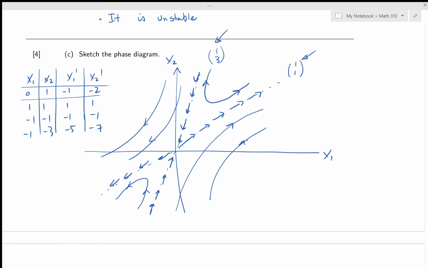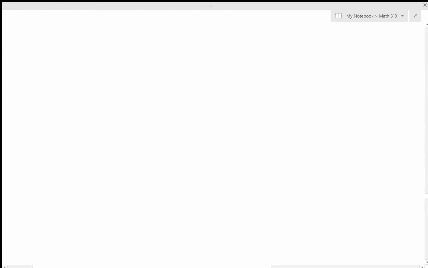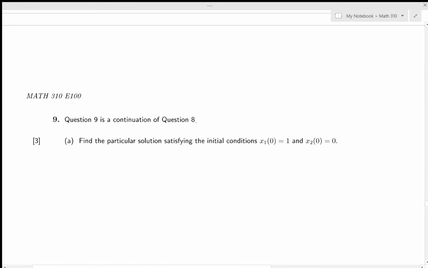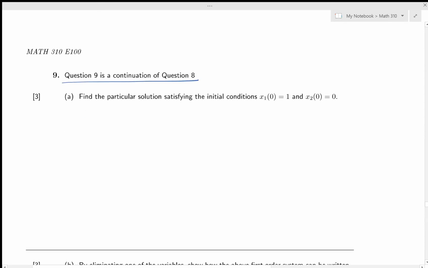Okay, so that is question 8. Well, I guess question 9 is a continuation, so we get to keep going with this system. Let us see what the next question is. Okay, no, continuation. Please don't miss something like that. That means we're dealing with the same system that we have just been dealing with. If you don't want to miss something like this and then get confused about what's going on, careful reading.